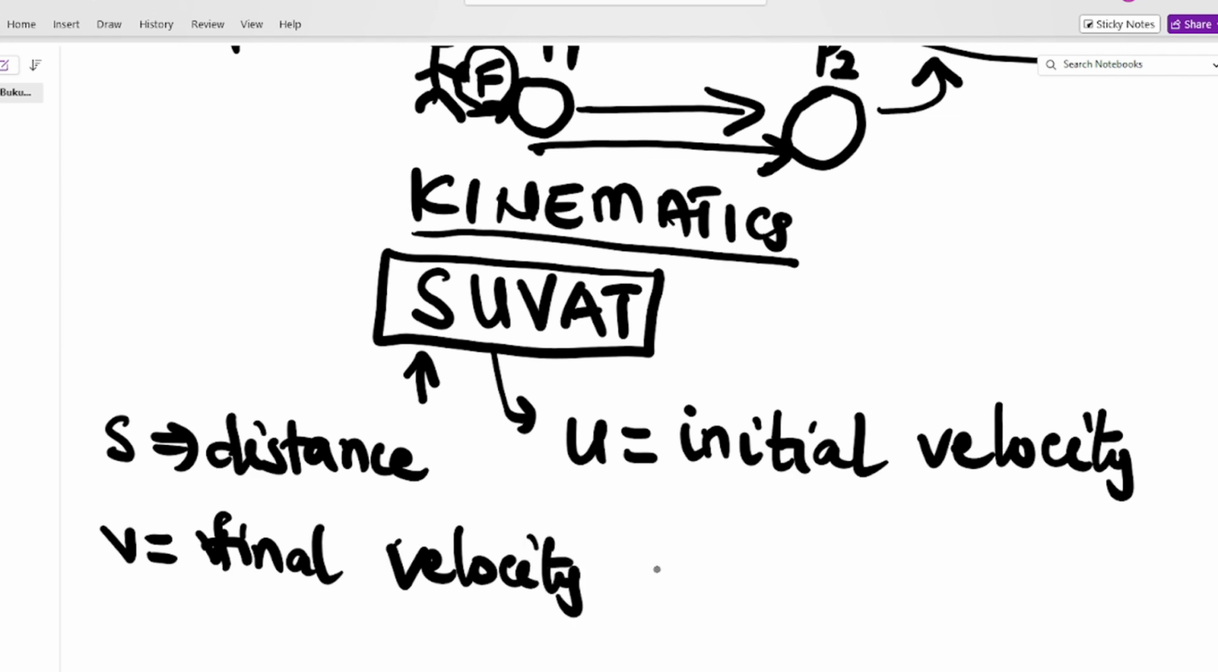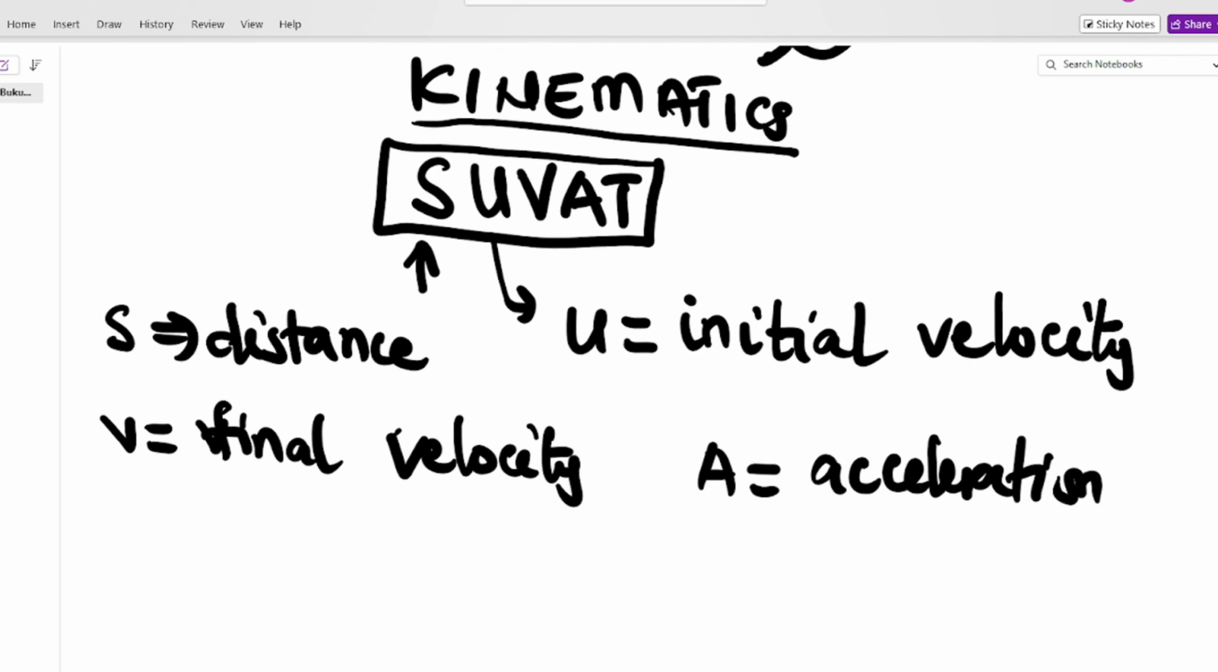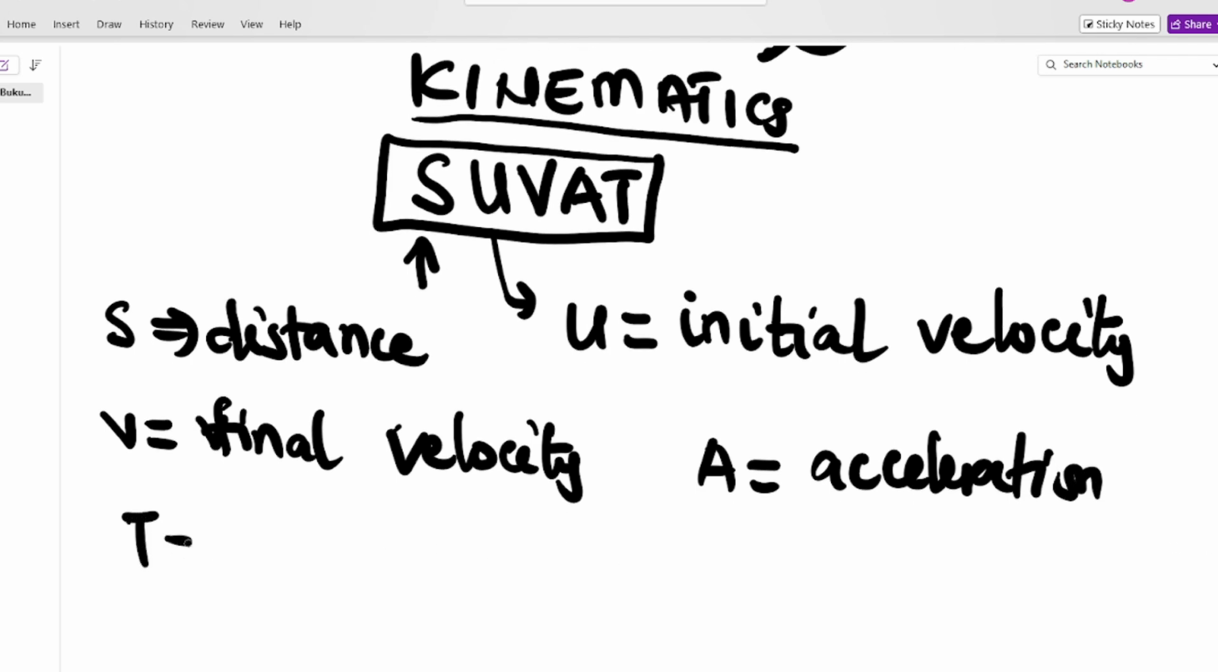The next one, A, will be referring to acceleration. And then T will definitely be for time. So SUVAT, these are the terms that we need to understand when it comes to kinematics, the study of motion. We are not considering the force, so you cannot see anything about force inside the SUVAT. S for distance, U for initial velocity, V for final velocity, A for acceleration, and T for time.